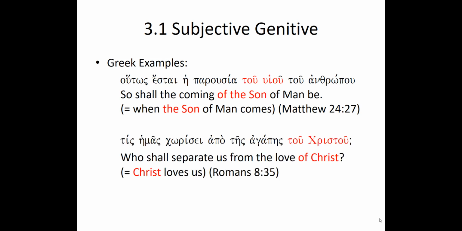Or Romans 8. Tis hemas chorisei apo tes agapes tu Christou. Who, possibly what, will separate us from the love of Christ? Is it talking about the fact that Christ loves us? Who can separate us from that? Or is it talking about our love for Christ? Well, it's talking about Christ's love for us. Christ is doing the loving. Christ is the subject of the verbal idea in the word love.